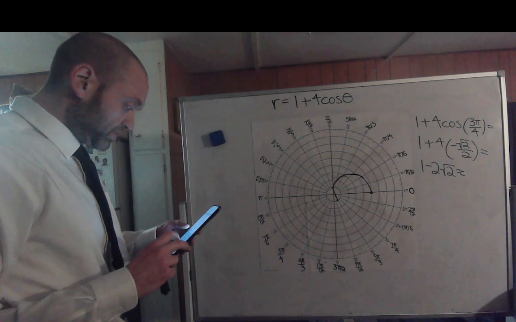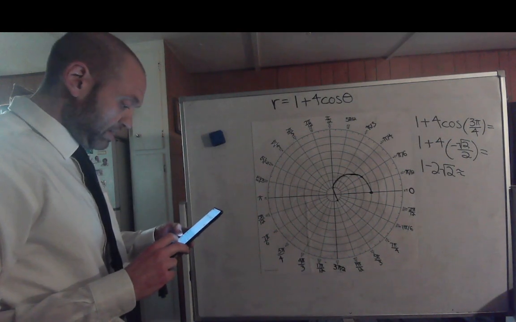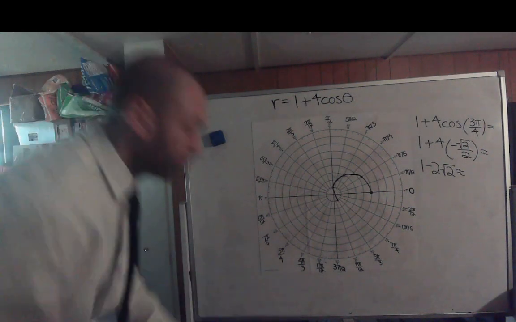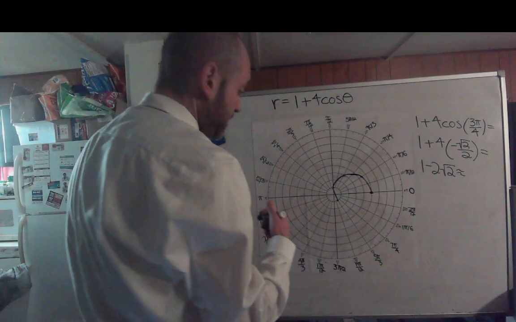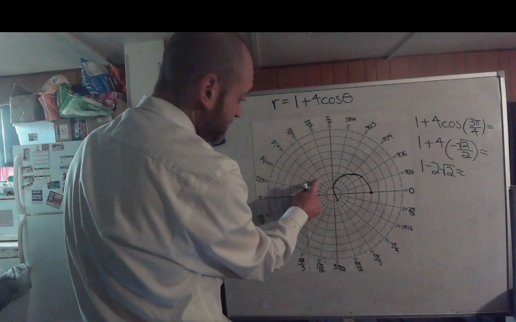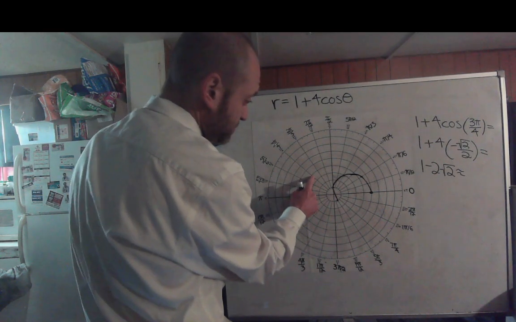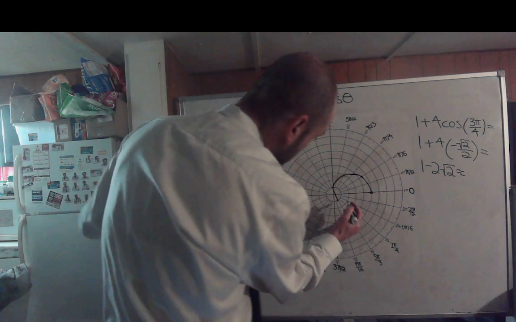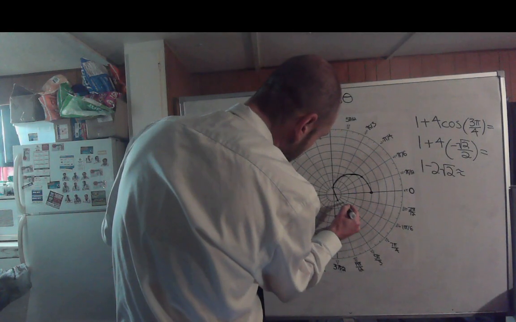So negative 2 times the square root of 2 plus 1, that's about negative 1.83. So we go negative on the 3 pi over 4 axis. We're actually down in 7 pi over 4. So that's about negative 1.83. That's about right there.